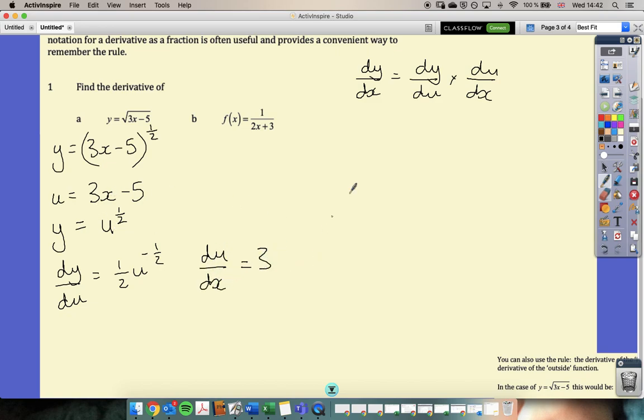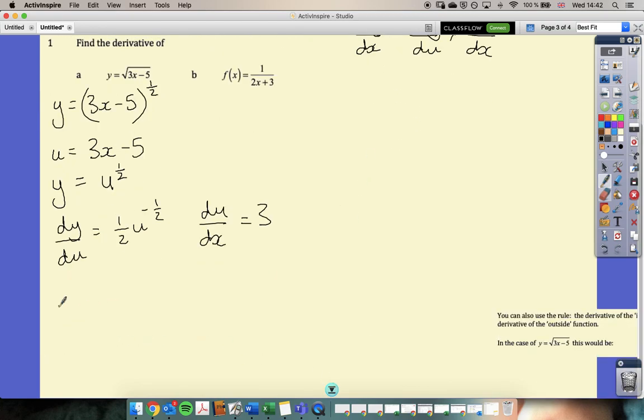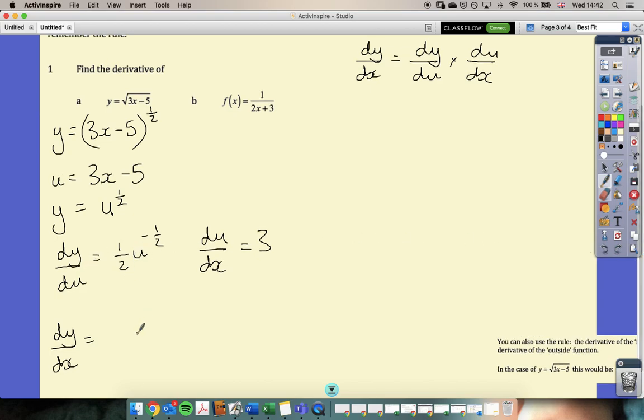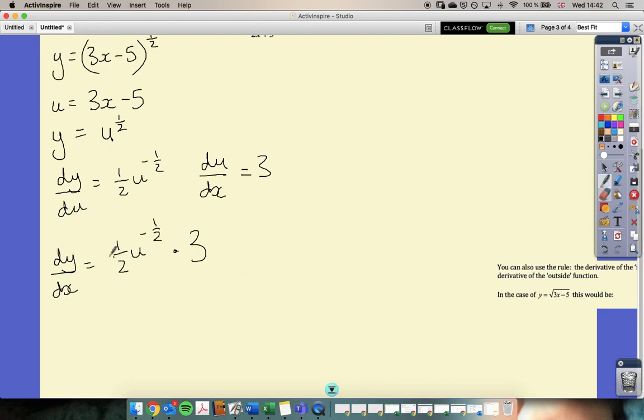which would be 3. And then to find dy by dx, I would multiply dy by du, a half, u to the power of a negative a half. I'm going to multiply it with 3. Okay, I'm going to do a little bit of tidying up now. So this is 3 over 2 root u. Okay, I've thought about the negative and the fraction. The u has moved to the denominator and the fraction is our root.